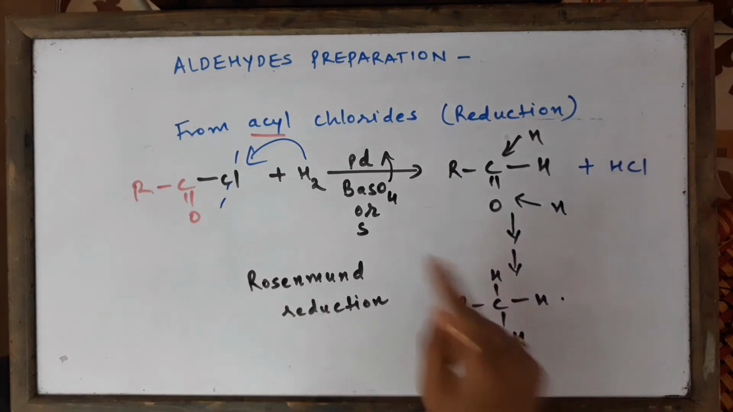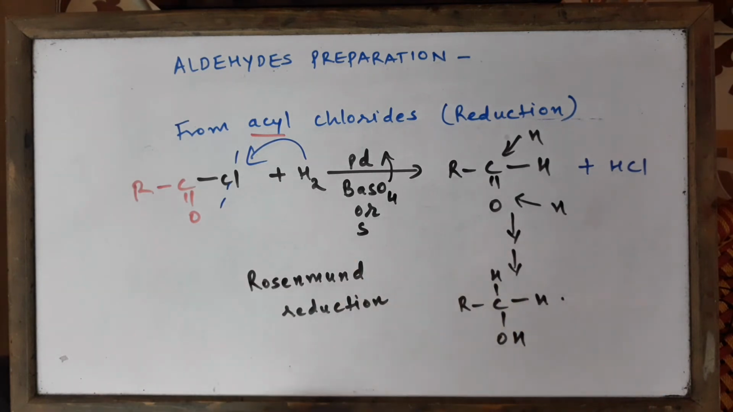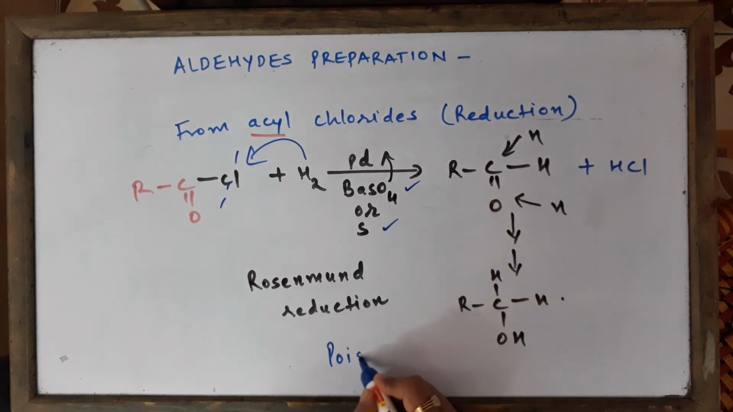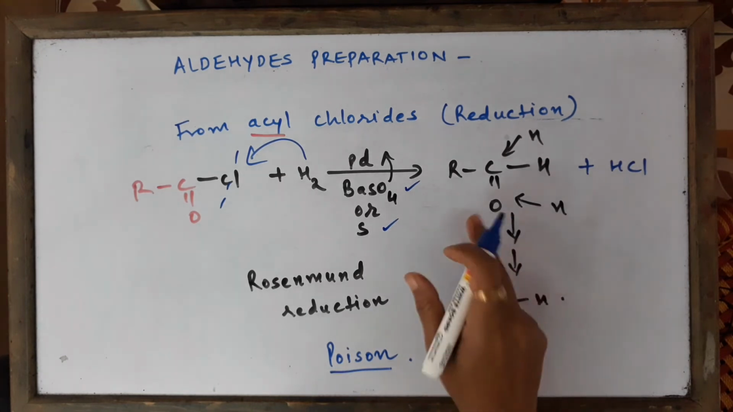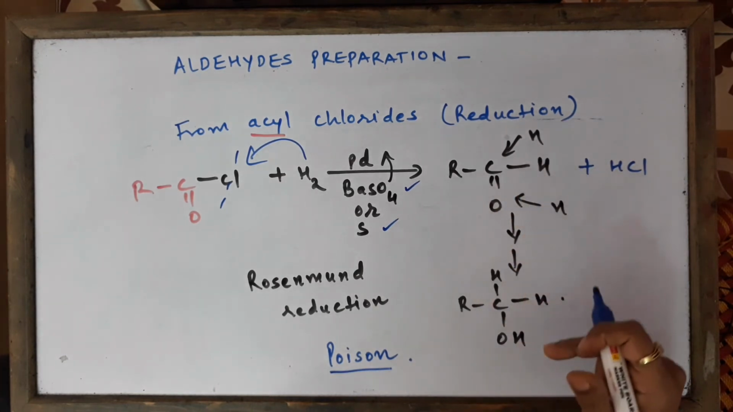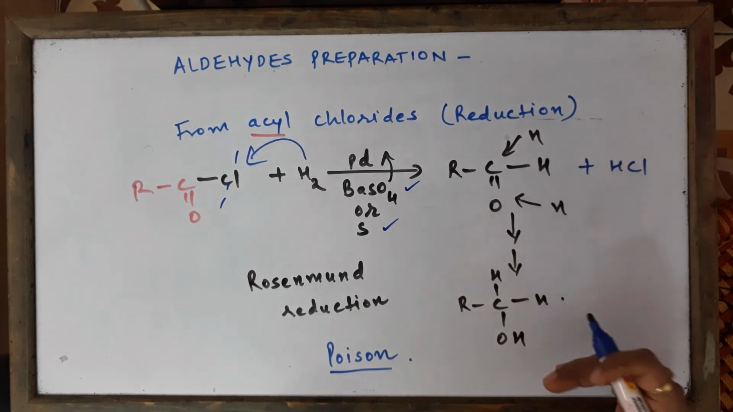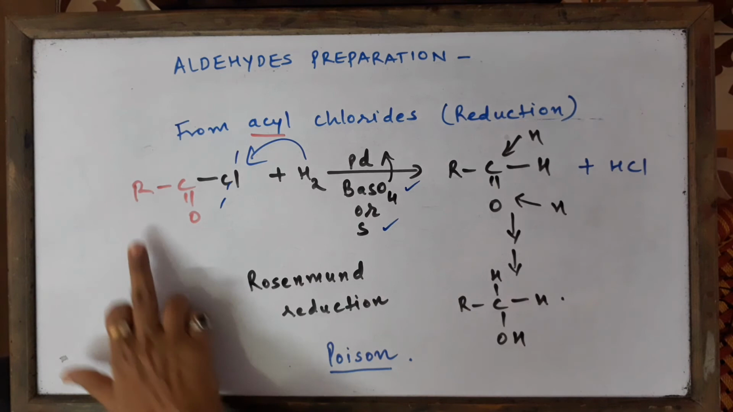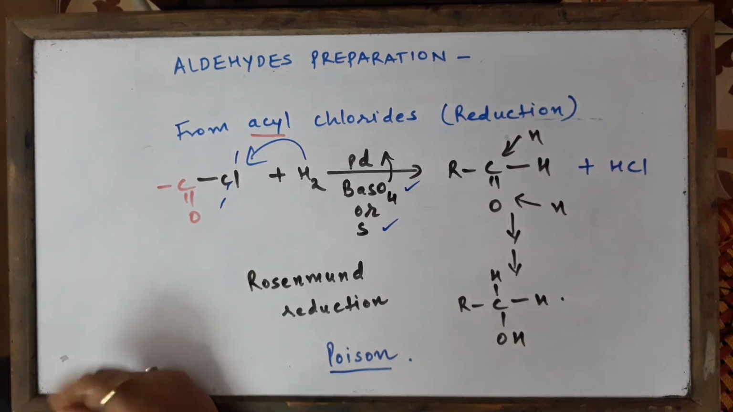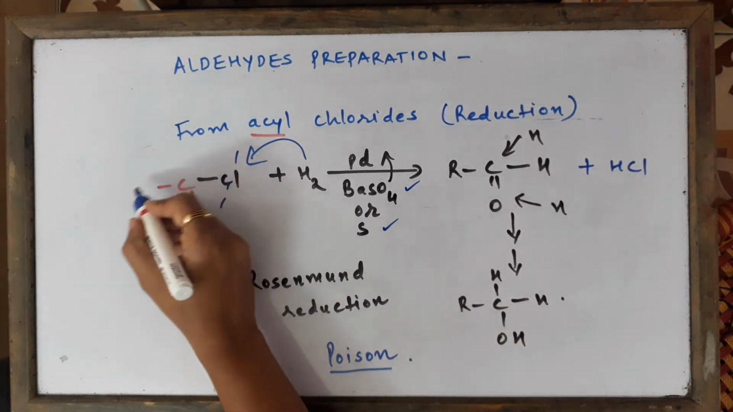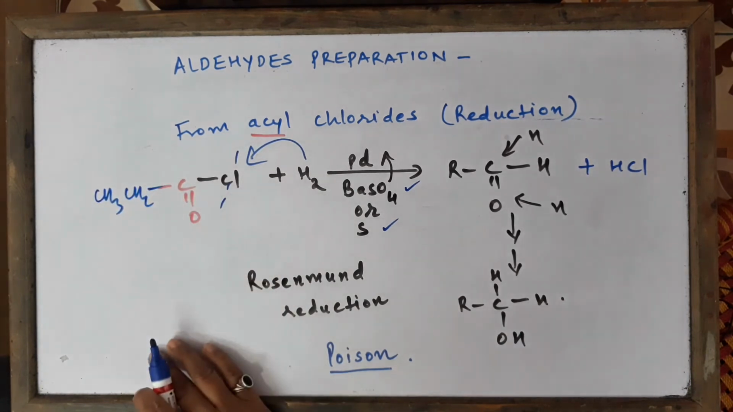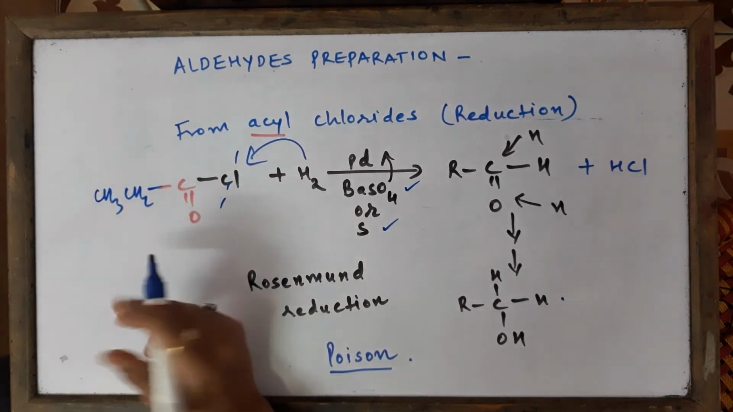Question of 1 mark. Why is poison used here? Barium sulfate or sulfur is used as a poison for the catalyst palladium, so as to stop the reaction at stage 1. Otherwise complete reduction will take place and we will get primary alcohol. You can employ this technique for any such acyl chloride. Like for example, look at this. I'm just going to draw any structure over there. It is immaterial. Whatever is written here, like for example, propanoyl chloride.